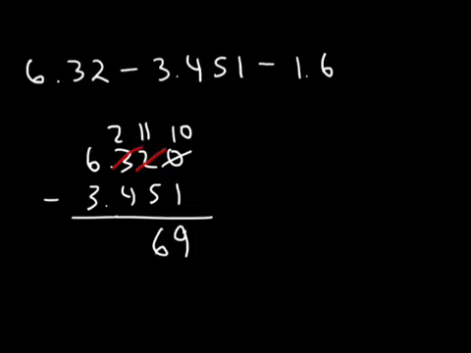And we can't do 2 minus 4. So we need to borrow a 1 again, making the 6 a 5, changing the 2 to 12. Now 12 minus 4 is 8. And 5 minus 3 is 2. And if you have a calculator, you can just confirm it. And so 6.32 minus 3.451 is indeed 2.869.